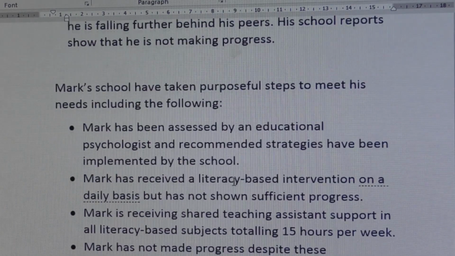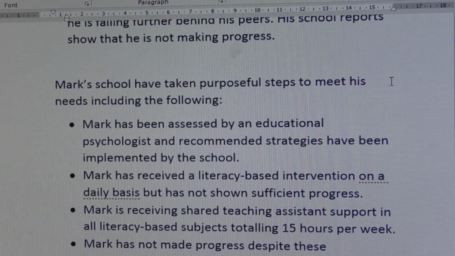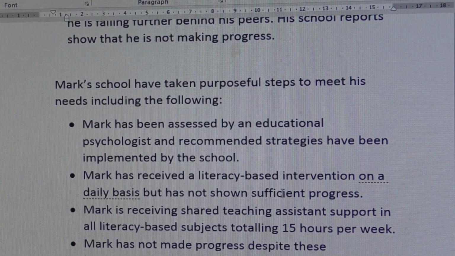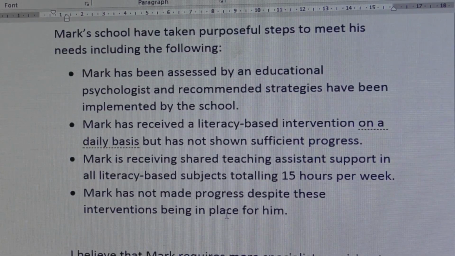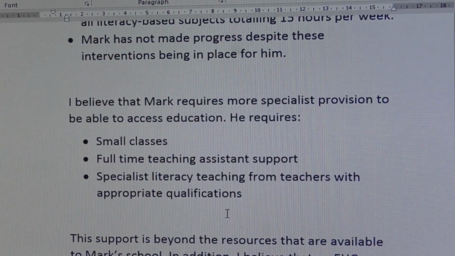We then identify what the school have done. So in this case, we say Mark's had an SEN support plan, which you would expect as part of what they call the assess, plan, do, review. The strategies have been recommended and implemented by the school. They've not worked, basically, and he needs more support. And then we list at the bottom, finally, what support we think he needs.